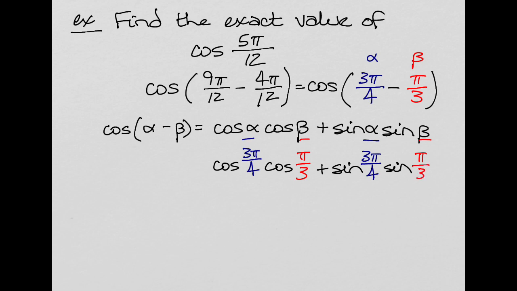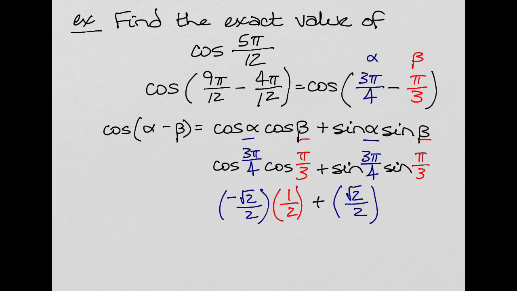Once we get to here, this just becomes a unit circle question. We're going to look up those values, or hopefully we're starting to remember those values without having to look them up. Cosine 3 pi over 4. 3 pi over 4 is in quadrant 2. My cosine values are negative in quadrant 2, so I got negative root 2 over 2. Cosine pi over 3. Well, pi over 3 is in quadrant 1, so that's positive, a half. And then sine 3 pi over 4, well, sine values are still positive in quadrant 2, so that's positive root 2 over 2. And sine of pi over 3 is root 3 over 2.